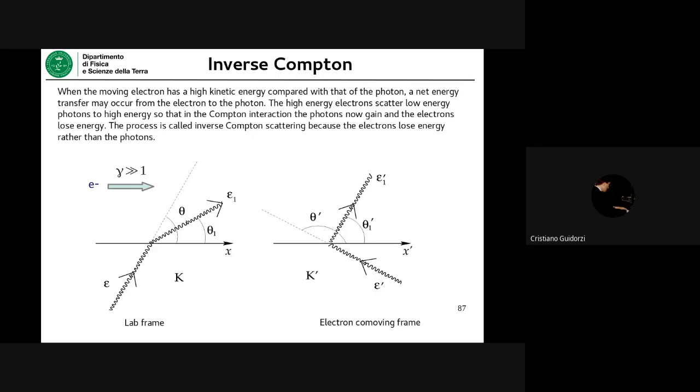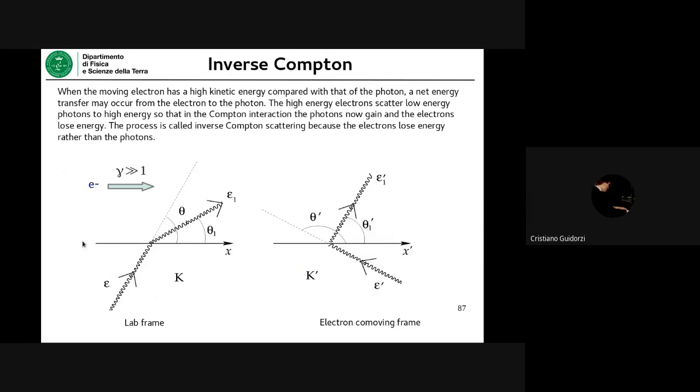Now you have an ultra-relativistic electron, which is here on the left side, on the left plot. So this is the so-called lab frame. So imagine just an inertial reference frame in which you have an ultrarelativistic electron. This ultrarelativistic electron at some point scatters with a photon, and the initial energy of the photon is again epsilon, whose linear momentum has an angle theta with respect to the direction of the momentum of the electron.